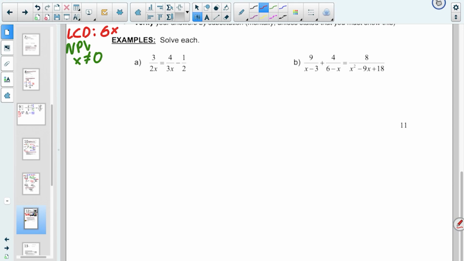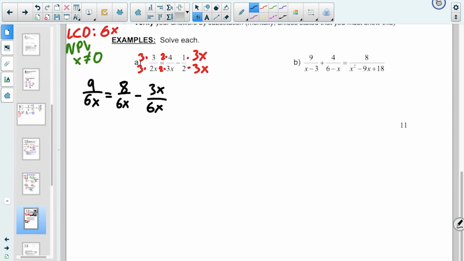So in that case, if we're trying to make all of our denominators equal to 6x, I'm going to multiply the top here by 3 and the bottom by 3, multiply the top here by 2 and the bottom by 2, and over here, I'm going to multiply the top and the bottom by 3x. So what this leaves me with is 9 over 6x is equal to 8 over 6x minus 3x over 6x.